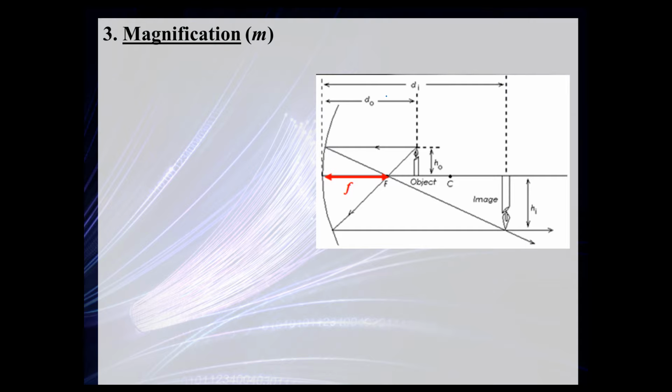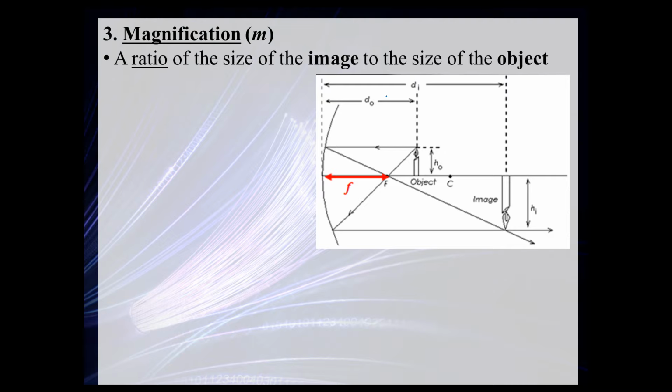Before we get into the equations, there's just one other physical quantity that I want to introduce, and that quantity is called magnification. Magnification is a ratio of the size of the image to the size of the object. So in a sense, what magnification tells you is how much bigger is the image in comparison to the object. Now, there are two ways you can calculate this.